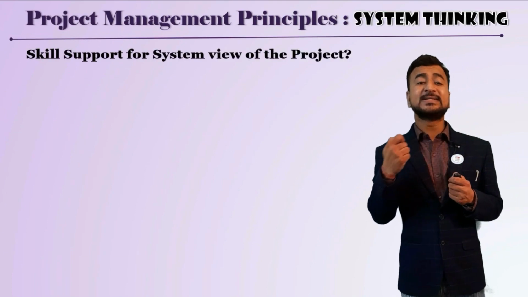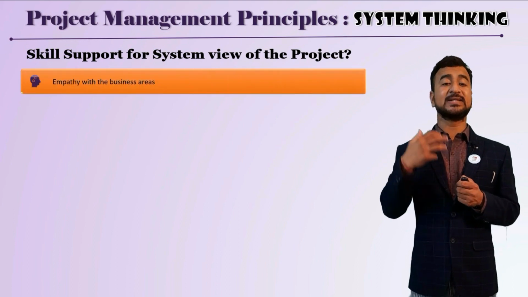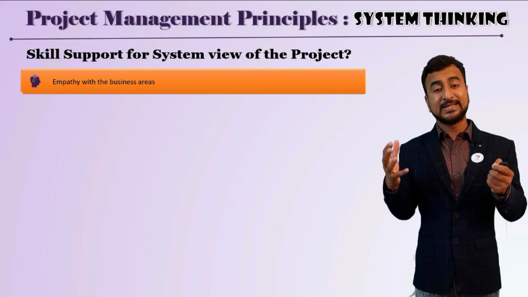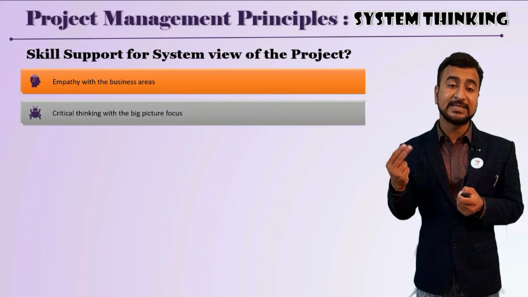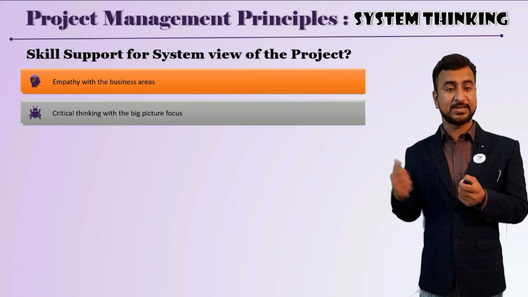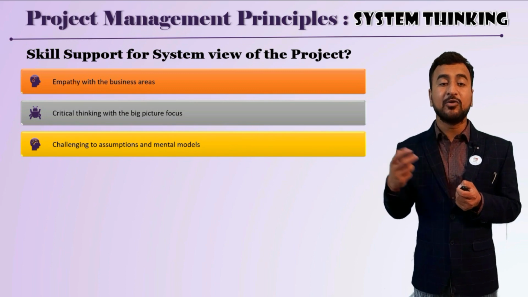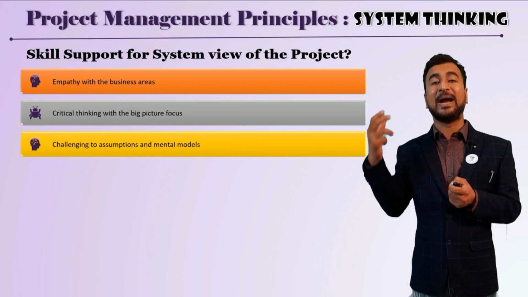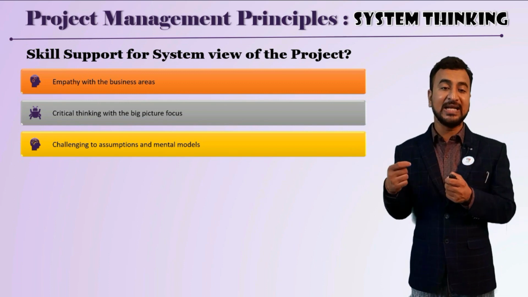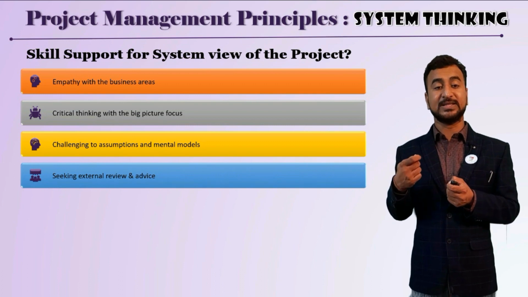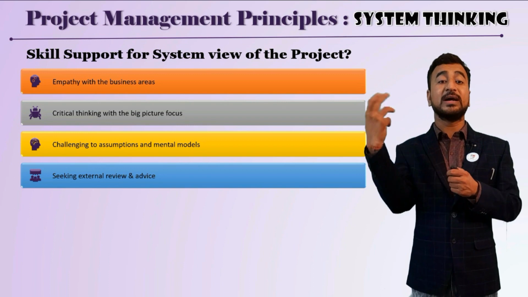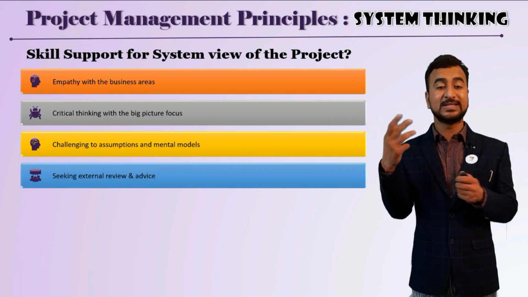Supports skills that support the system thinking, the system view of the project. First is empathy with the business areas. The second thing is that you have critical thinking with a bigger picture focus on your own. Then you have to challenge the assumptions and the mental models. Sometimes we have a prejudiced mindset, so you have to challenge that in adopting that principle, and see what the external and internal critics' review on that is.